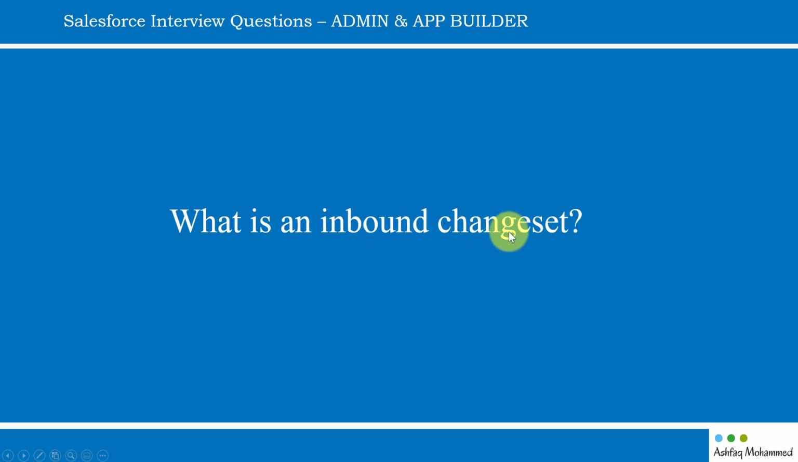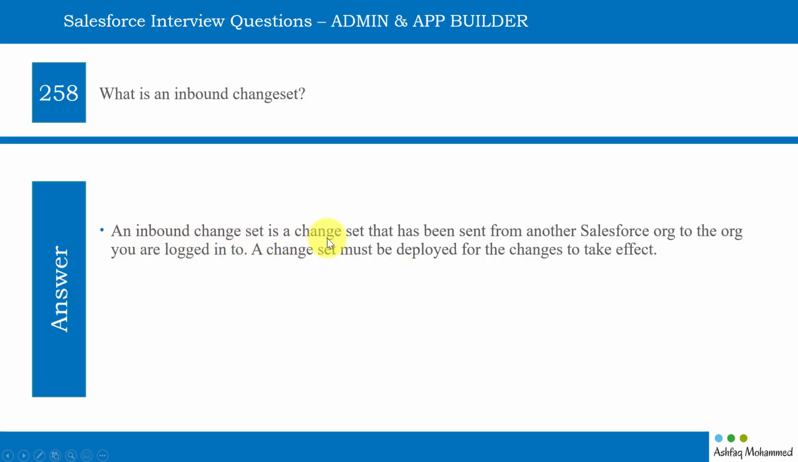So what is an inbound change set? This is where we have to go in production. An inbound change set is a change set that has been sent from another Salesforce org. In the source org we have to create the outbound change set. In the destination org we have to go and search for the inbound change set. As soon as we go there, we'll see the change set which we have sent from the other org. A change set must be deployed for it to take effect. As I said, it will just be there, but it will not take effect until I click the deploy button.